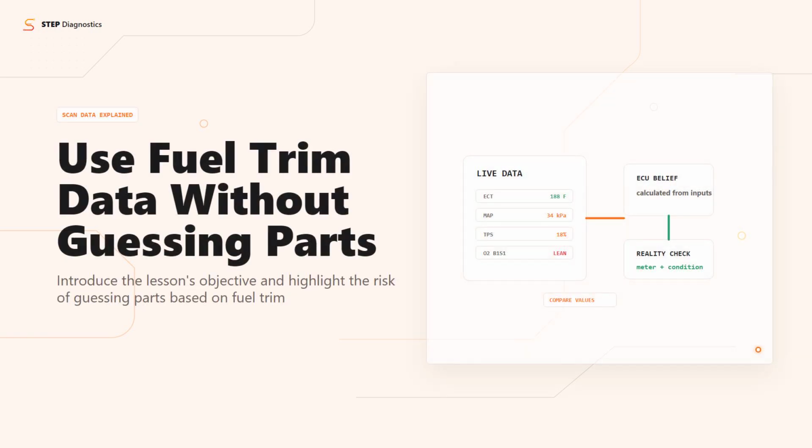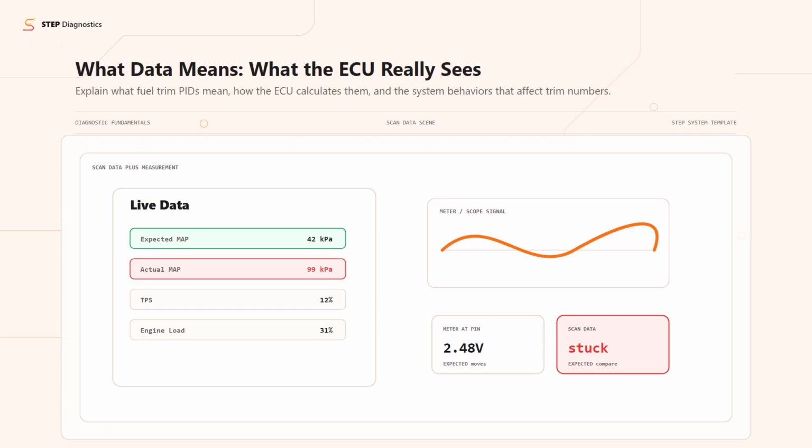Welcome. In this lesson, you'll discover how real technicians use fuel trim scan data in context to trace the true source of a drivability or efficiency problem, without falling into the trap of unnecessary part replacement. Fuel trim numbers show the ECU's reaction to the difference between measured air and actual combustion results. The module can't see the real mixture or sensor performance, only voltage inputs and pre-programmed logic.